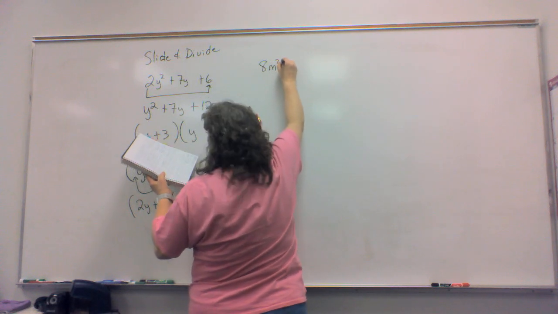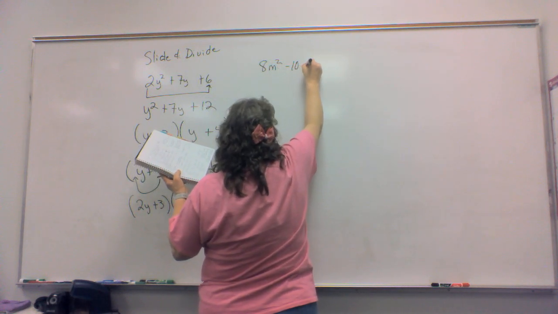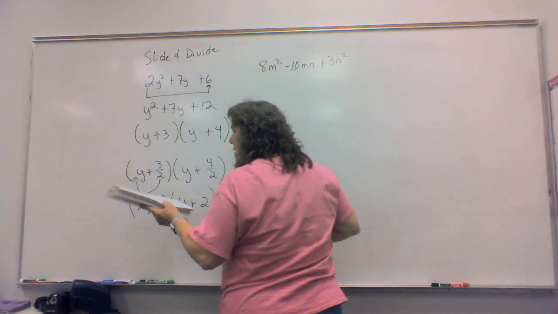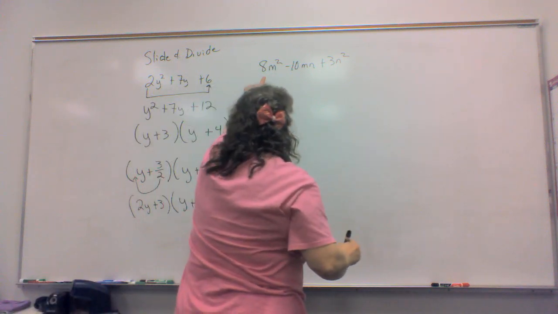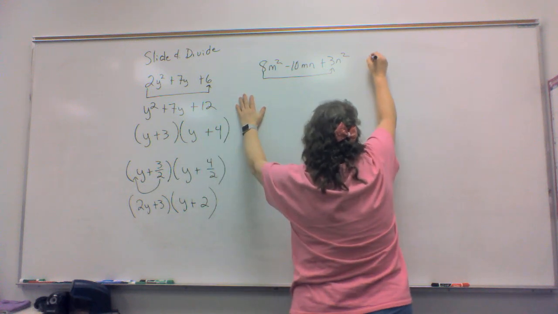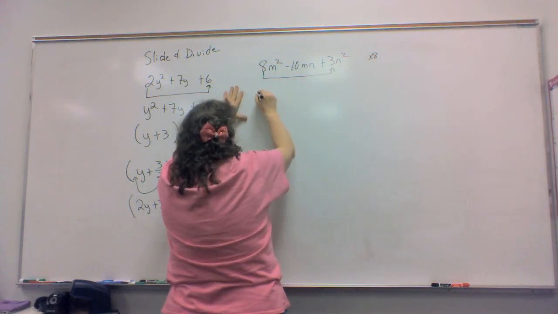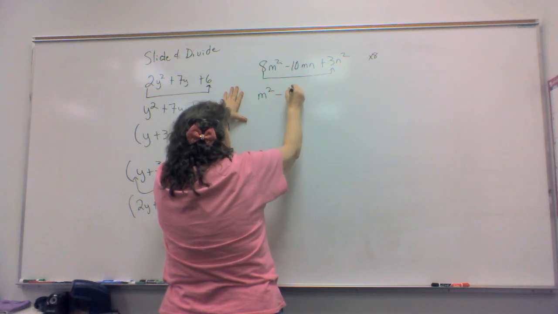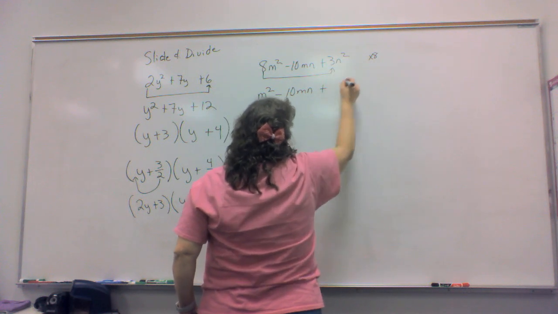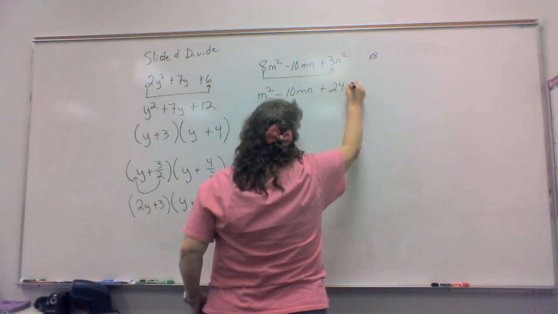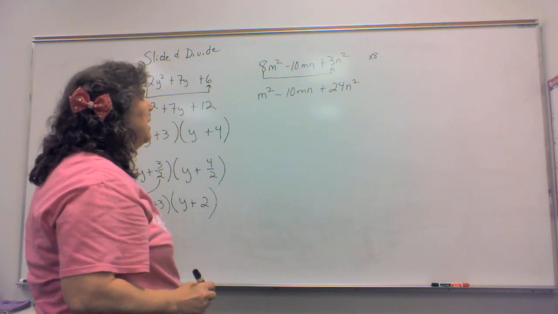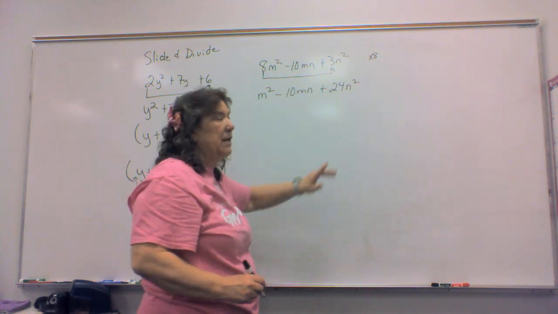8m squared minus 10mn plus 3n squared. Okay? Your first step is going to be to take the coefficient and slide it over and multiply it by the 3. So we're multiplying by 8. So I now have m squared minus 10mn plus 8 times 3 is 24n squared. You see how you multiplied that and it changed it completely. Now I have a simple trinomial again.